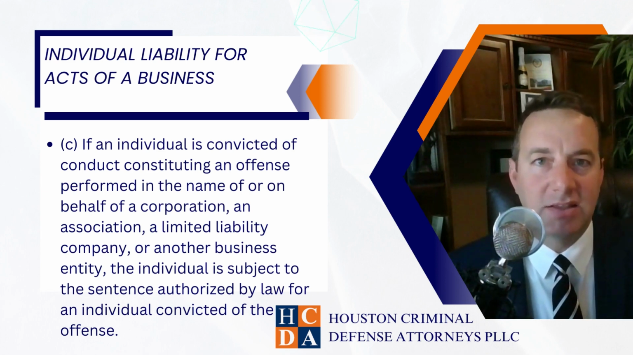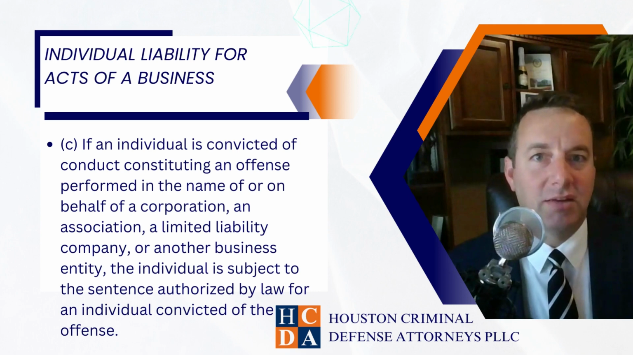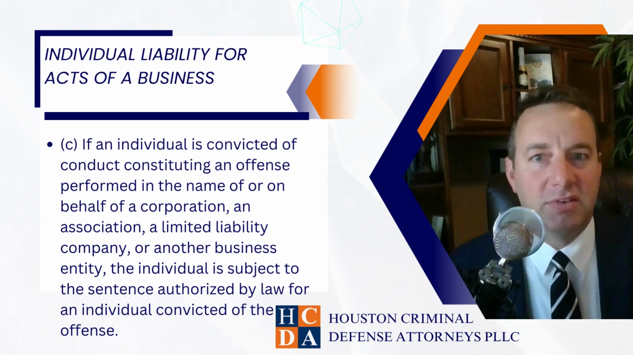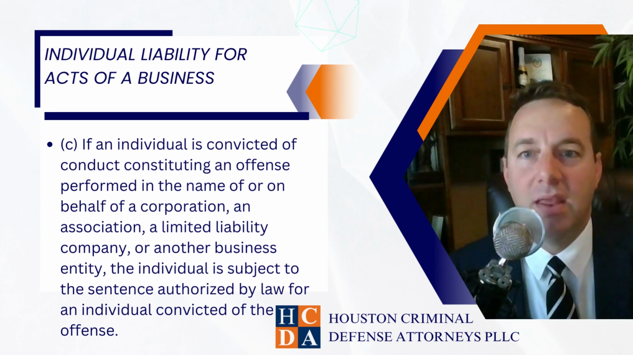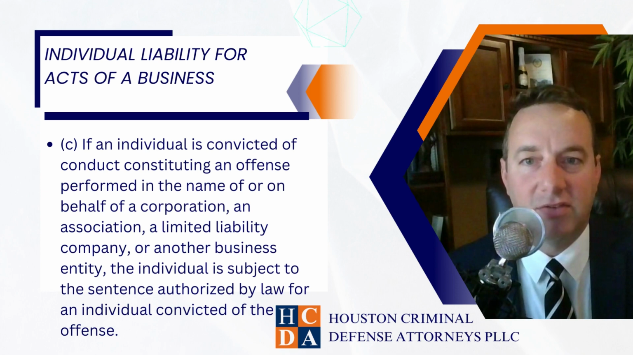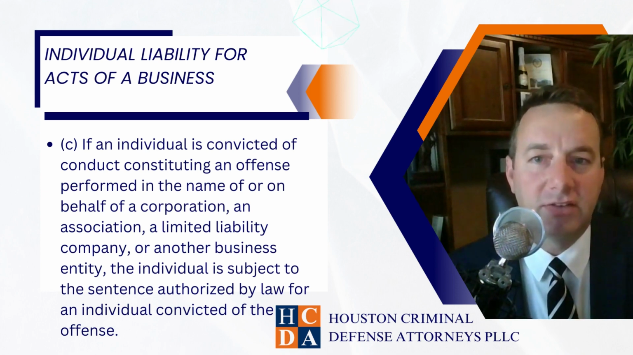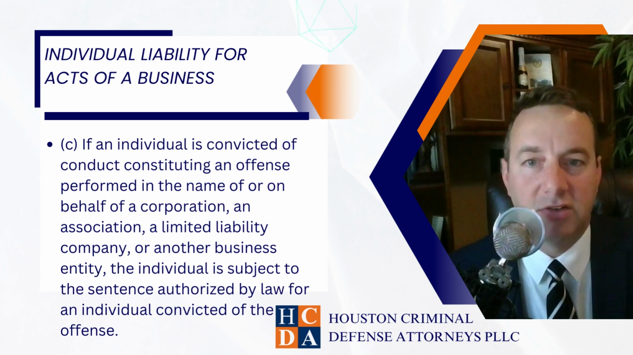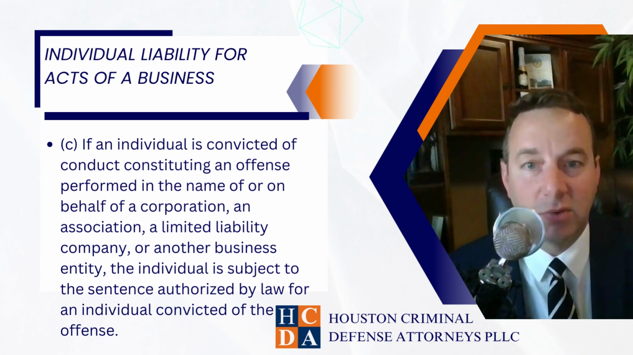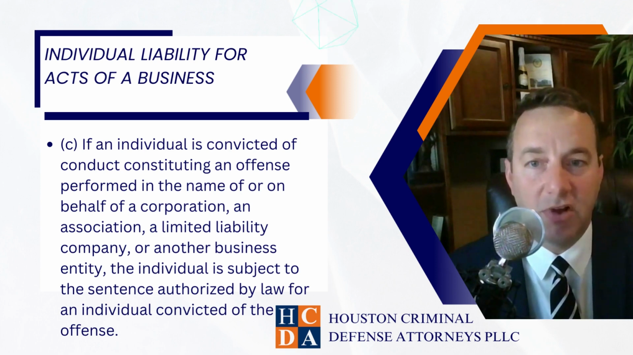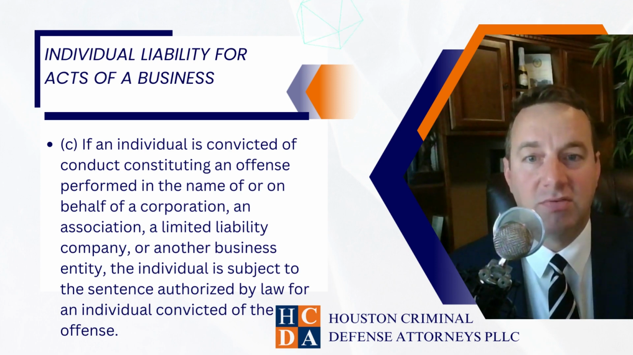A and B basically say if you do something in the name of the business, then it's going to be considered your act, not the business's act. And then section C is the part that is really important. If an individual is convicted of conduct constituting an offense performed in the name of or on behalf of a corporation, an association, a limited liability company, or another business entity, the individual is subject to the sentence authorized by law for an individual convicted of the offense.